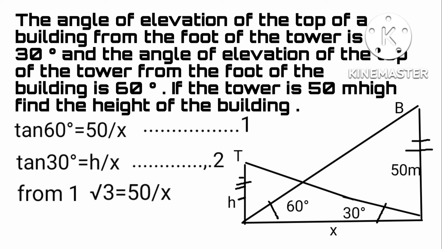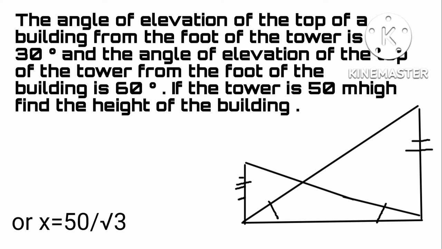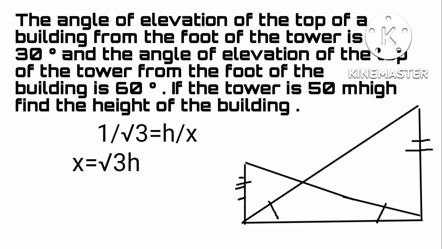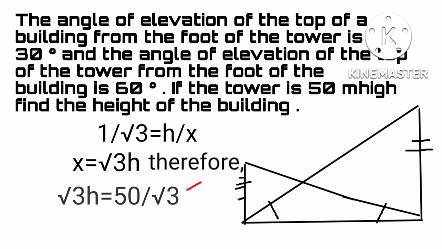From 1, square root 3 equals 50 upon X, or X equals 50 upon square root 3. From 2, 1 upon square root 3 equals H upon X, or X equals square root 3 H. Therefore, square root 3 H equals 50 upon square root 3, which implies that H equals 50 upon 3 meters.